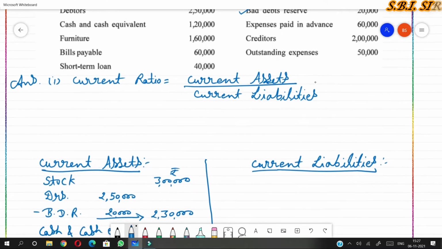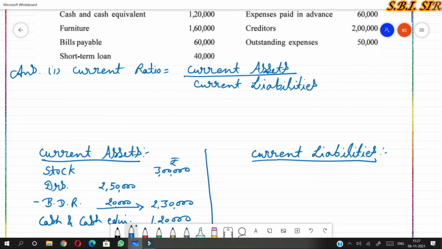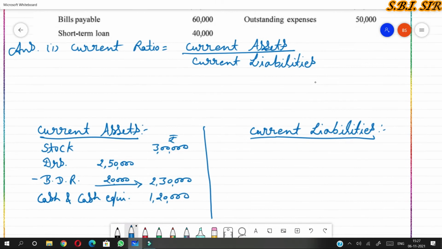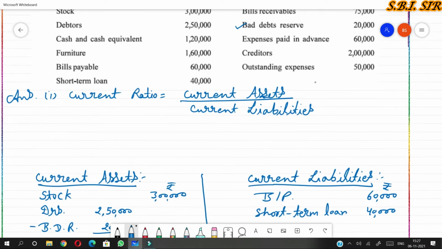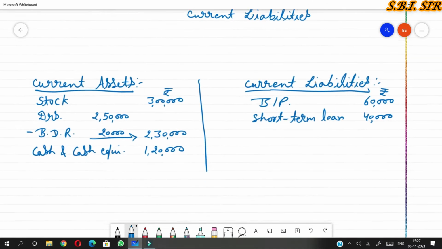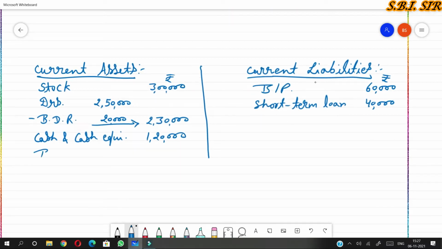Next, furniture is non-current assets. Bills payable is current liabilities, so we will put it in the heading of current liabilities. Bills payable 60,000. Then short-term loan 40,000. Next, bills receivable 75,000. Current assets.